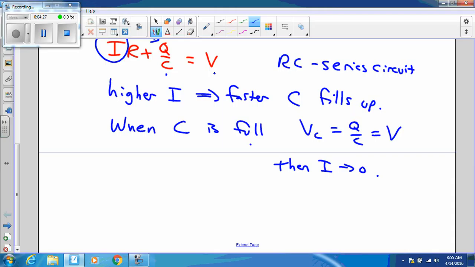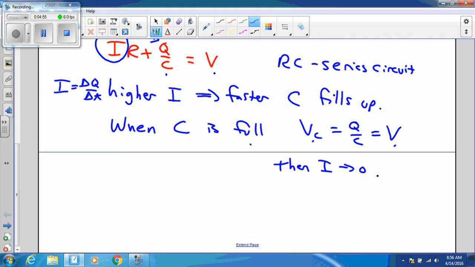So these are the two principles that we want to use here. We can think of the I as the rate at which charge flows. And so the higher the I, the faster C fills up. And then when C is completely full, that is when VC is equal to V, then my I trickles down to 0, and we stop filling up. So if you think about the capacitor like a tank, when the tank is full, we're done.